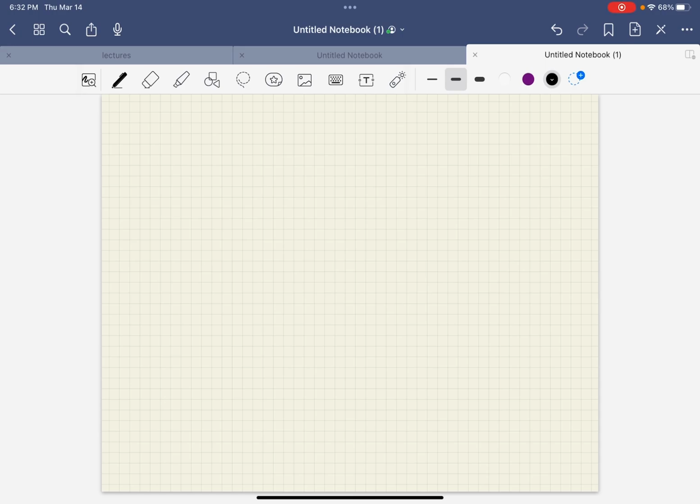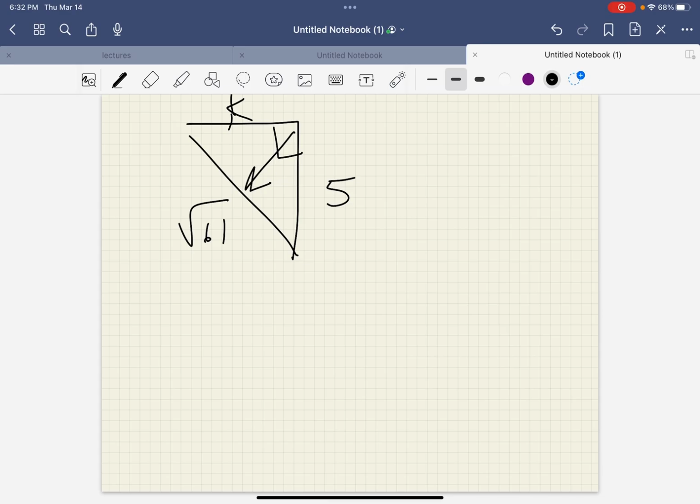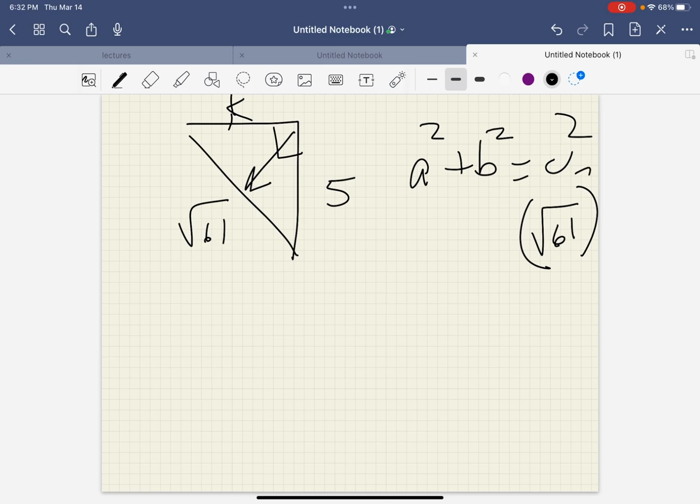Next, find K. So this is an upside down right triangle. K, oops, 5, square root of 61. The right angle is here, so the hypotenuse is here across from it. A squared plus B squared equals C squared. The square root of 61 has to go over here, and it's squared. And then we can put K squared plus 5 squared.